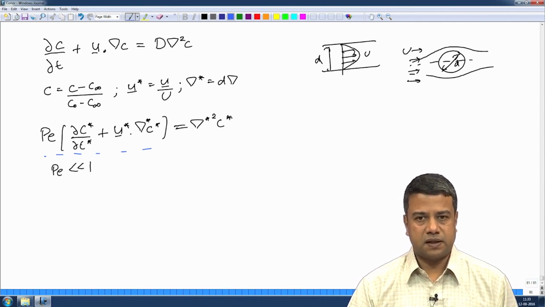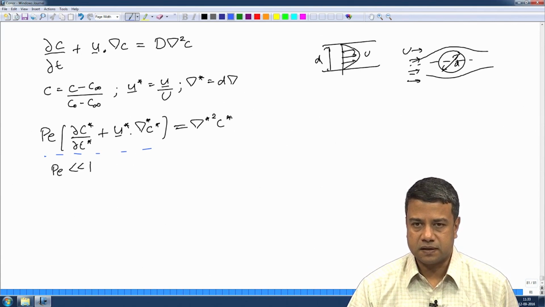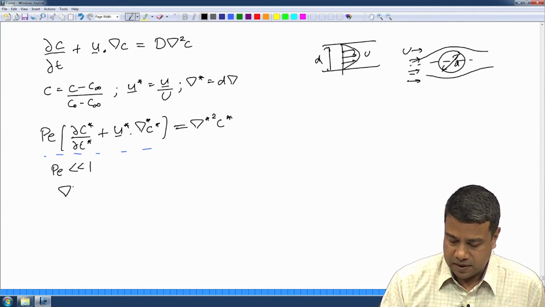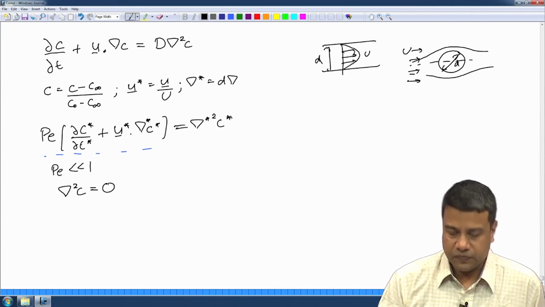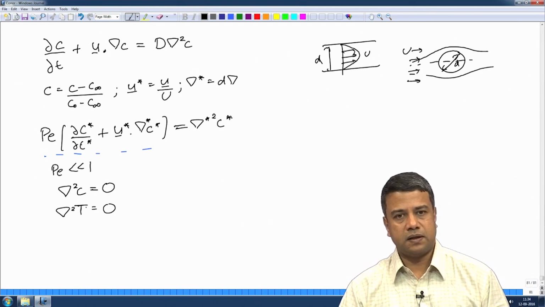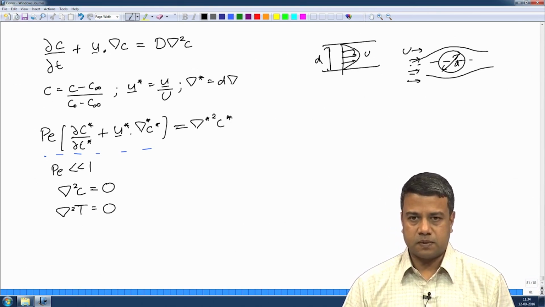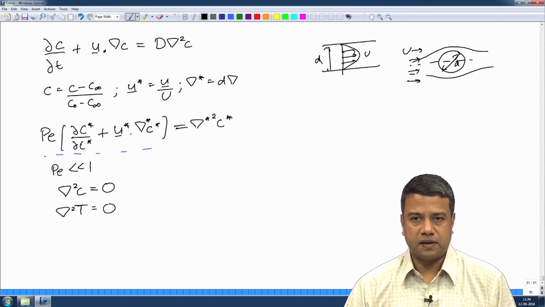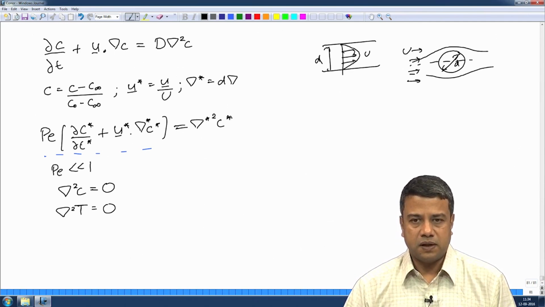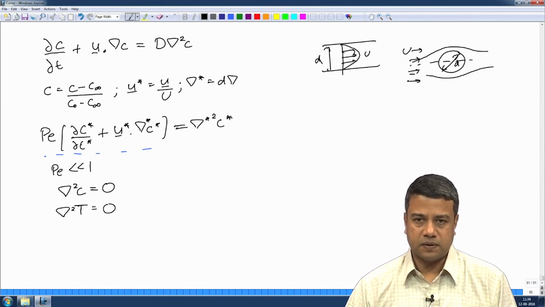Therefore, if I neglect convective effects and consider the transport to be diffusion dominated, the conservation equation becomes del square c equals 0 for the concentration field. Alternatively, del square T equals 0 for the temperature field. These are diffusion dominated transport problems. They reduce to solving a Laplacian operator equal to 0 subject to boundary conditions. Okay. So, we will look at how to solve equations of this kind for diffusion dominated transport.